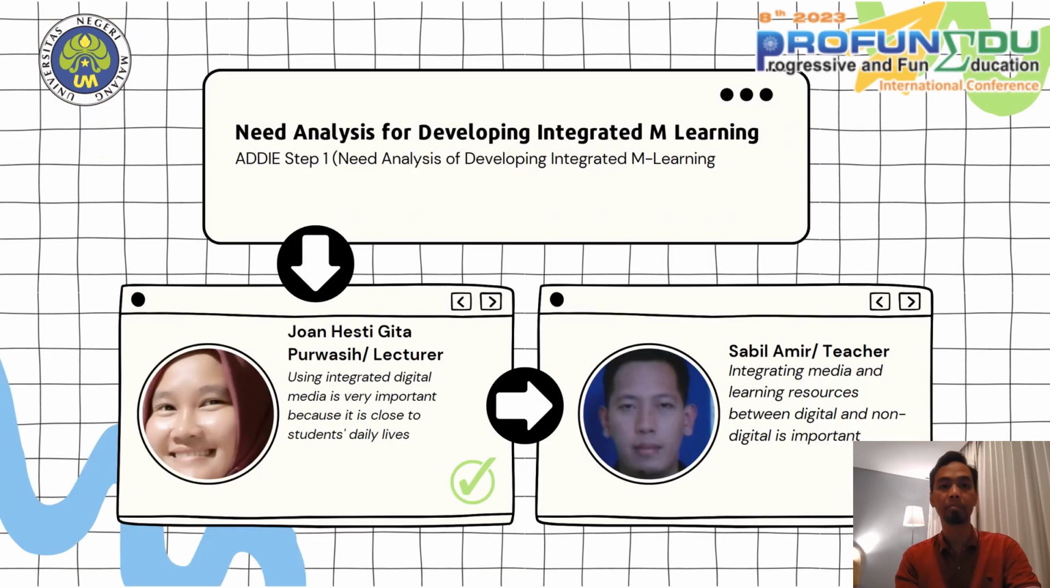So after that, I try to put one teacher and one lecturer here. We try to do a needs analysis, or RTA. From the first is analysis. The lecturer says that using integrated digital media is very important because it is close to students' daily activities. As I said before, digital immigrant and digital native.